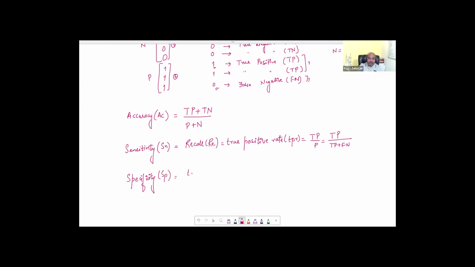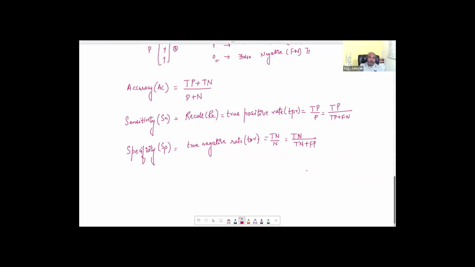It is also known as true negative rate or TNR, and it is given by TN by N, which is TN divided by TN plus FP.